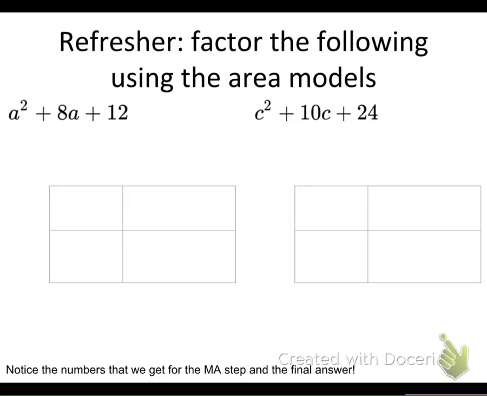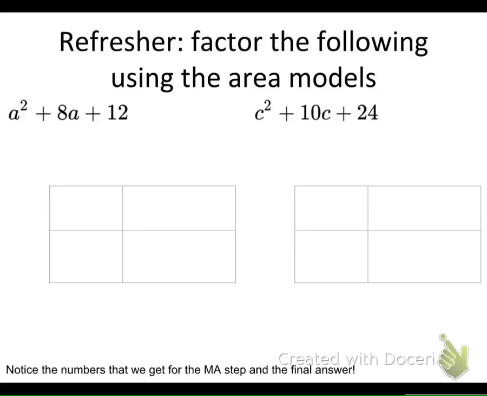Before we get into all that, though, we're going to very quickly use the area models to factor. So very quickly, we're going to find the M and A, use the area models, and factor. Then, after we do the long way, we're going to do the shortcut. So we're going to do the long way first, and then the shortcut.